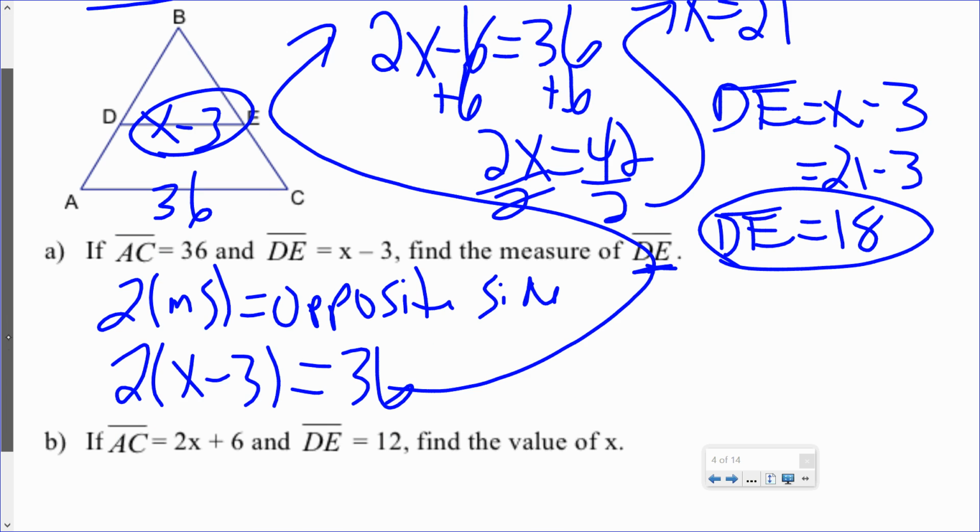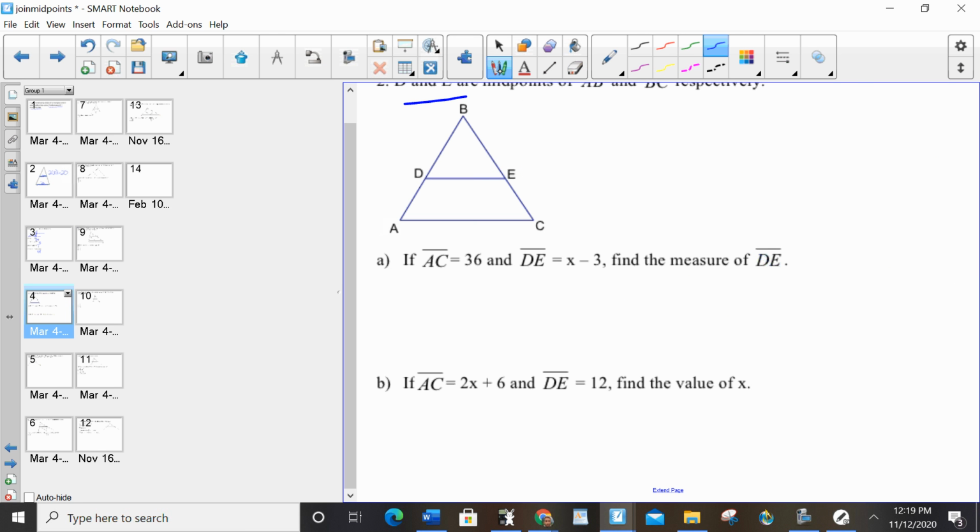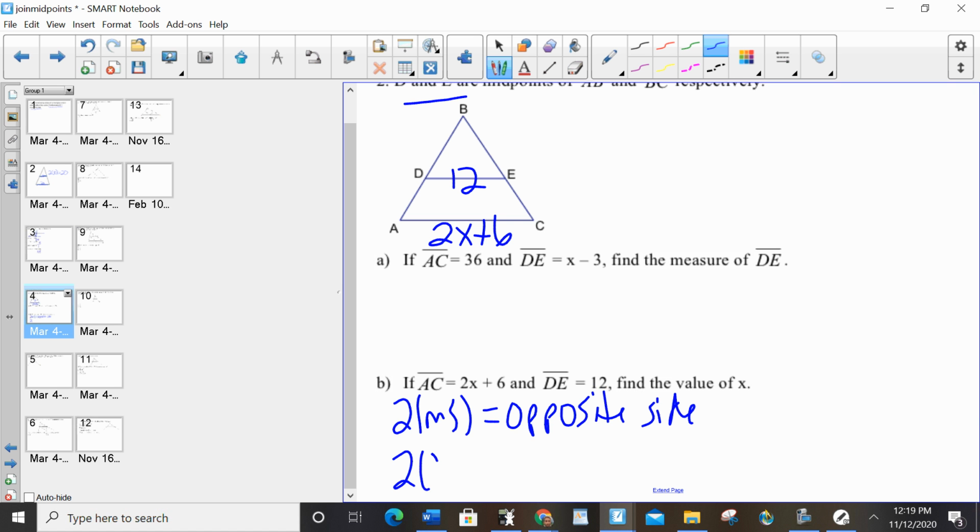So to set it up, 2 times the midsegment equals the opposite side. Now B, if AC equals 2x plus 6 and DE equals 12, well, 2 times the midsegment equals the opposite side. So 2 times 12 equals 2x plus 6. I'm not going to solve it for you from there, but once you solve it, you get your answer.